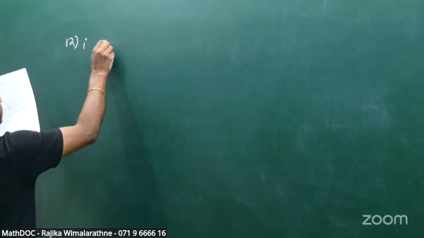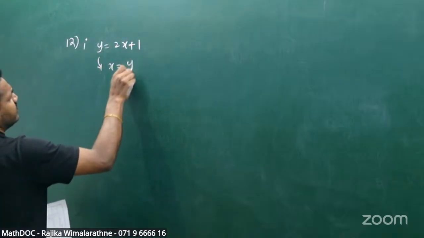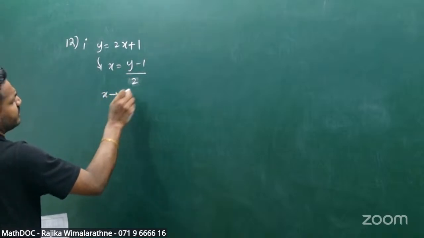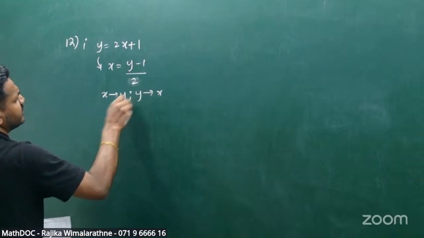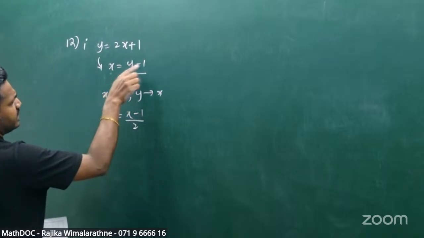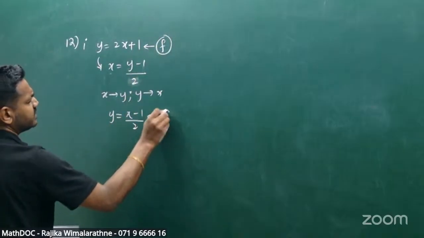First one, y equals 2x plus 1. Then subject x: x equals y minus 1 over 2. Then replace x by y and y by x. Then y equals x minus 1 over 2. Here the function, here the inverse function.